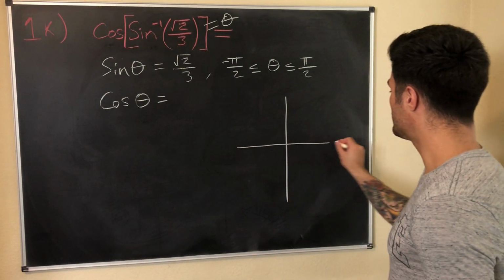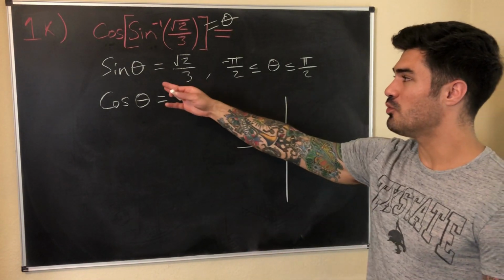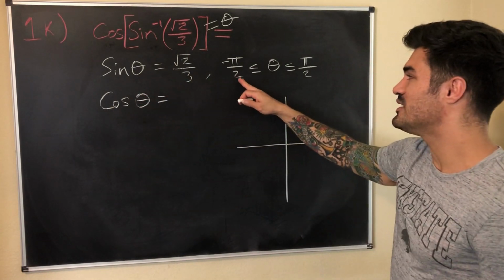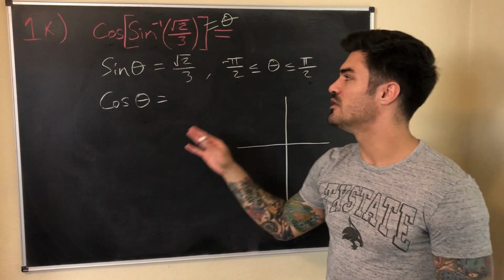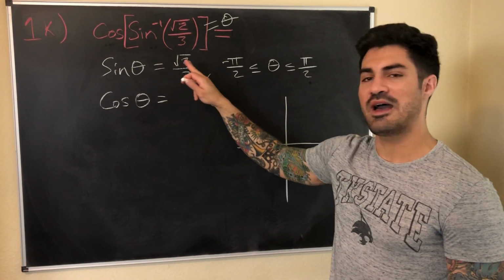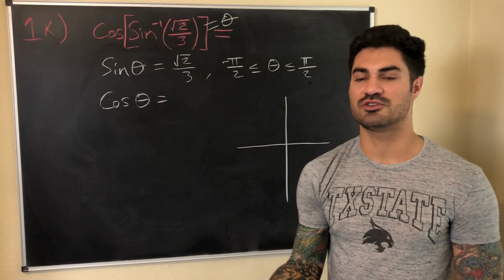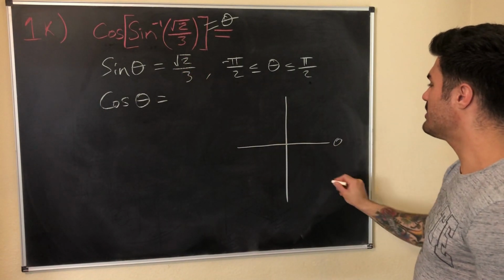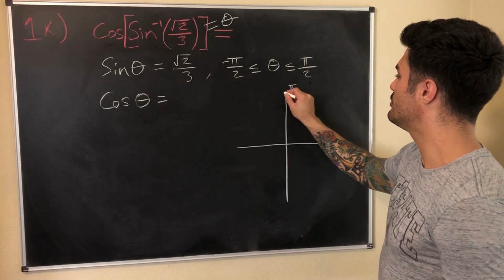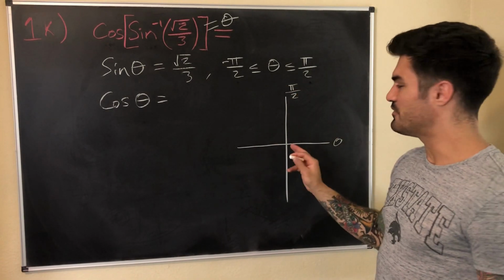So first, let's draw a picture. We know that whatever theta is, it's definitely between negative pi over 2 and pi over 2, just based on the range of sine inverse. But this is a positive value, and that restricts us to the first quadrant. It definitely can't be down here, because this is a positive value, right? So it's got to be somewhere between 0 and pi over 2. So whatever theta is, it's in the first quadrant.